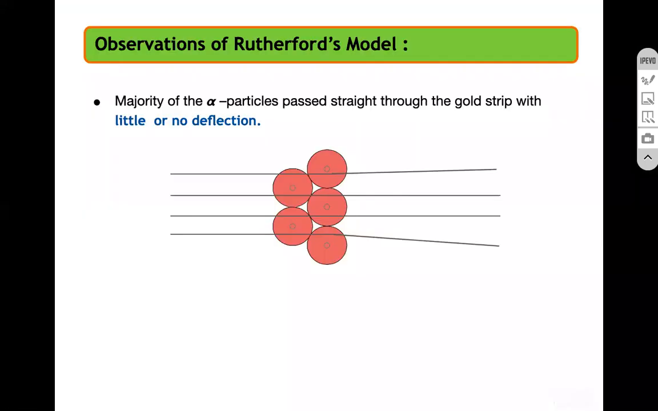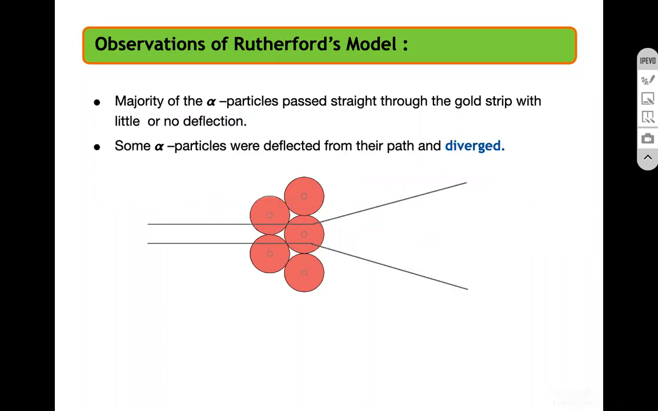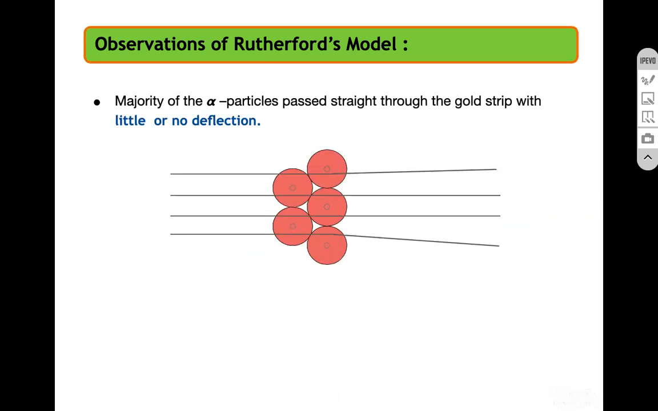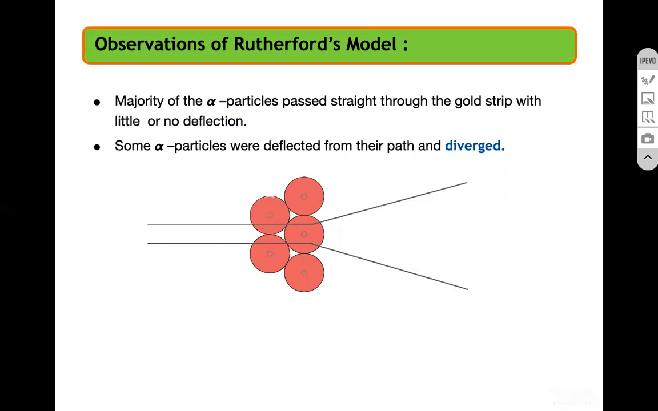Okay, fine. So have you written this? Very good, Kshitij, Arthur, Naren. Any doubt? So the majority of alpha particles pass straight and there is no deflection. I'm moving to the next slide. Very good, Krish. Correct answer. Some alpha particles were deflected from their path and diverged.